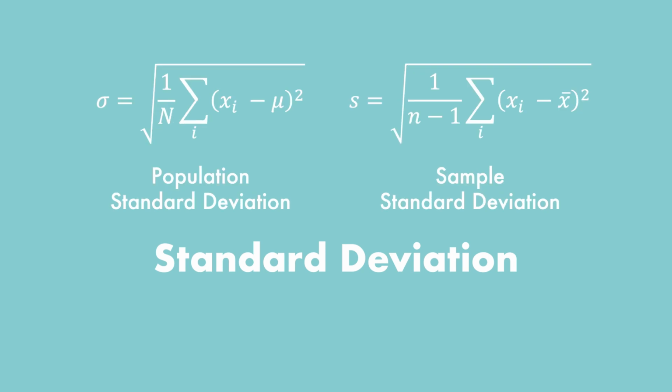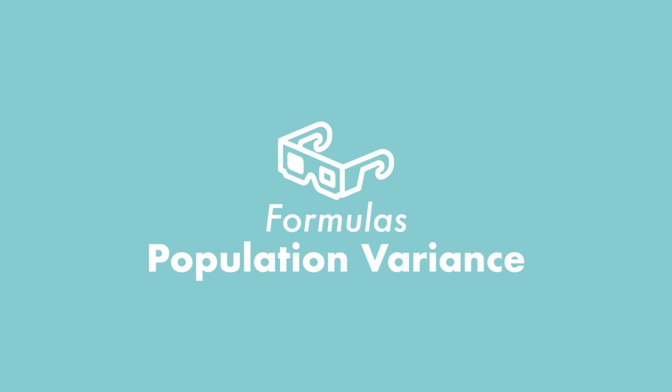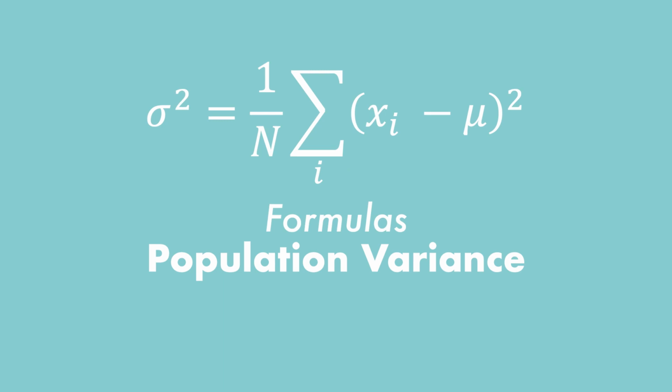The formulas used to calculate standard deviation depend on whether we are analyzing a population or a sample, as in the case of variance. So, let's see the formulas used. The variance of a population is calculated with the following formula. This formula is calculated from the following steps.